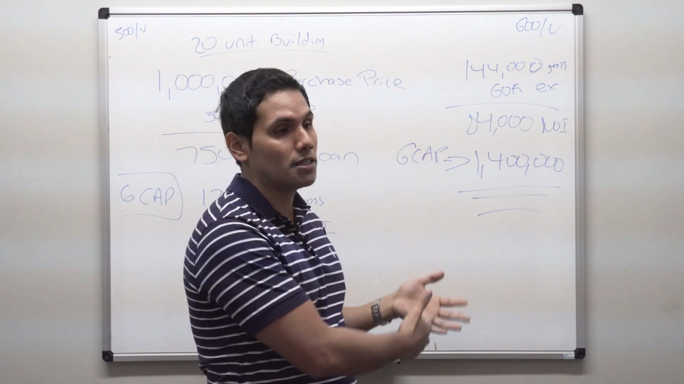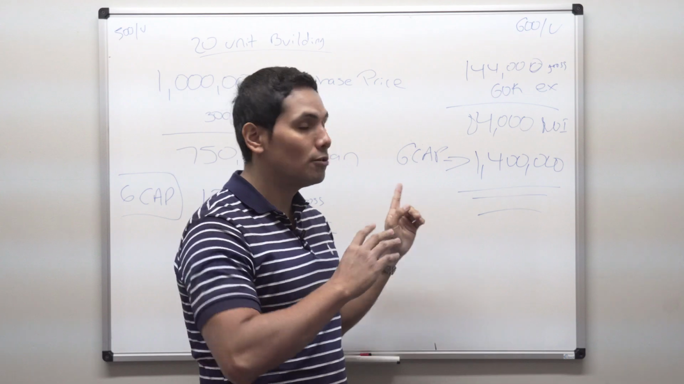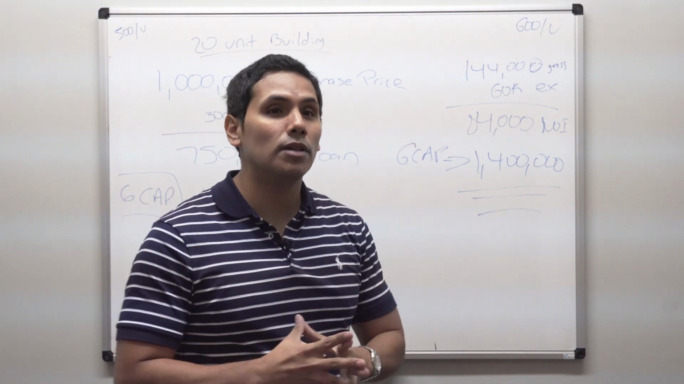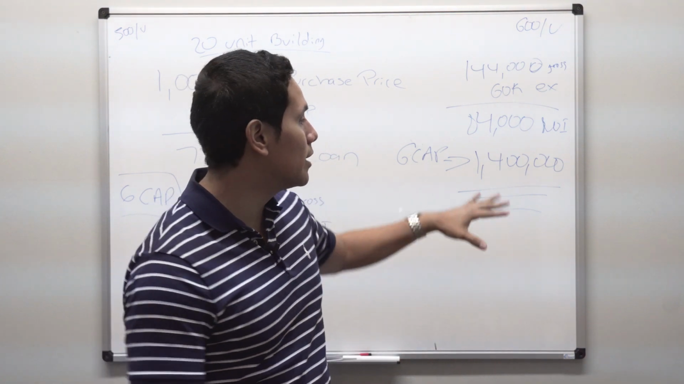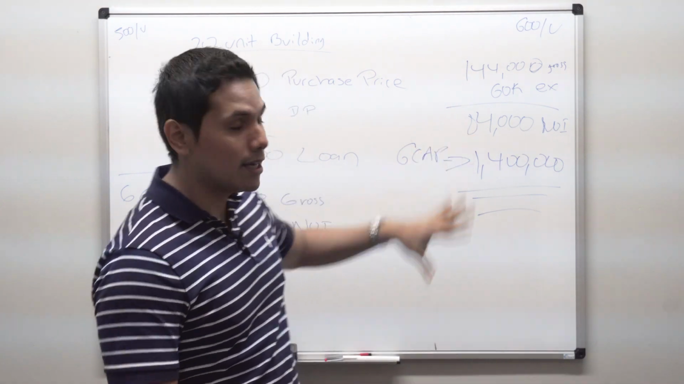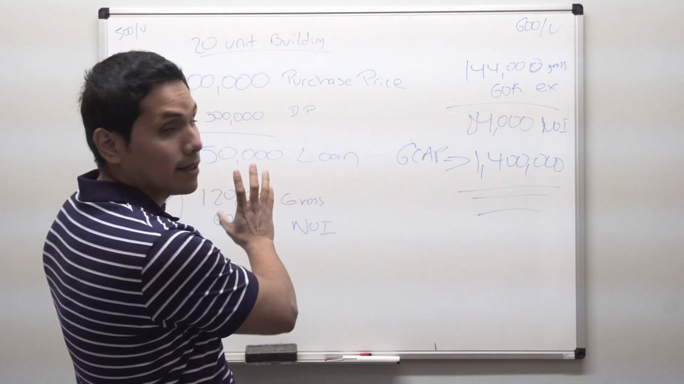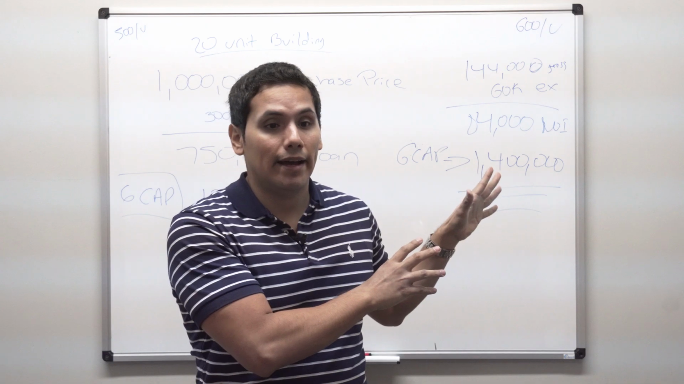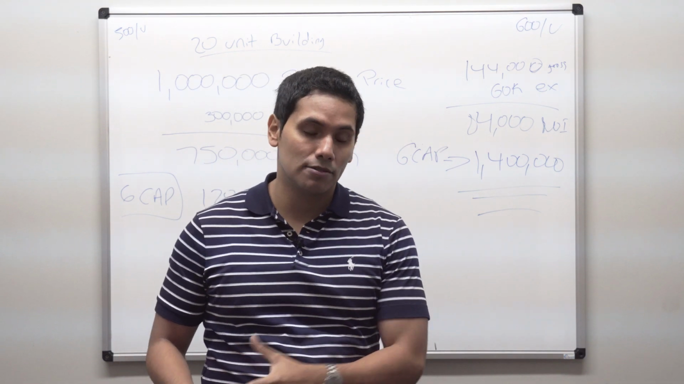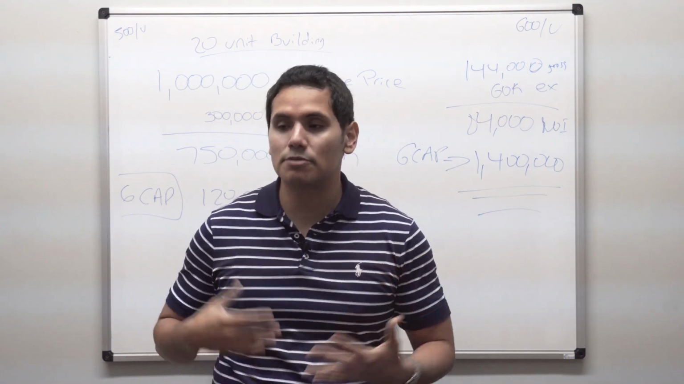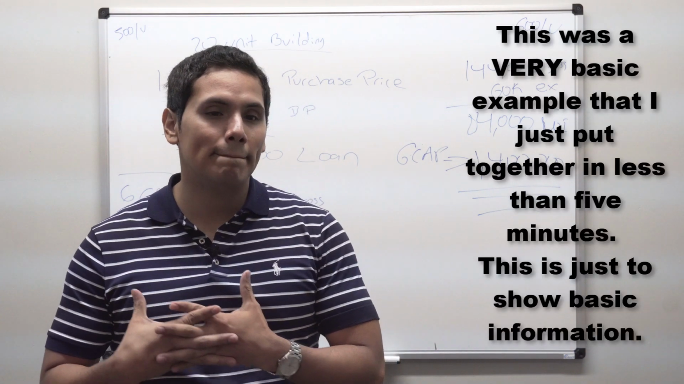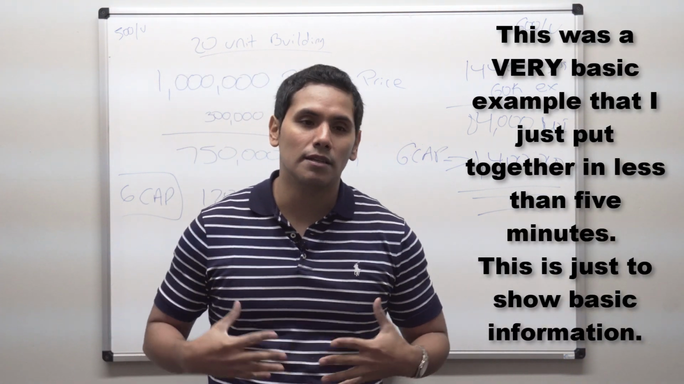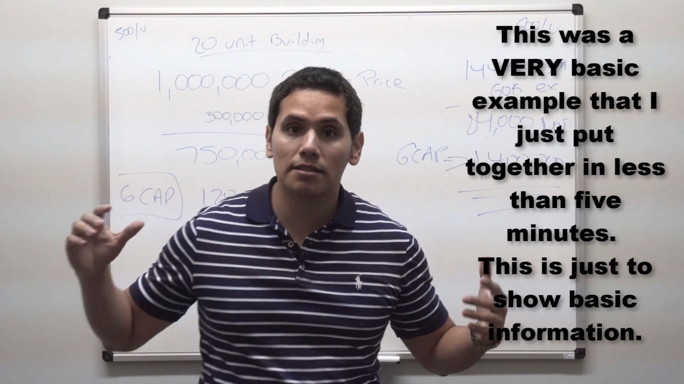So what would you do in this case? You would either sell it and cash out your $400,000, or you would refinance it, pull out your equity, and keep the building, keep making money by collecting rent, and take that money and buy another building. So that's what you could do. There's many things you can do with this. I hope this example was easy to follow. I just did this in like 5 minutes.